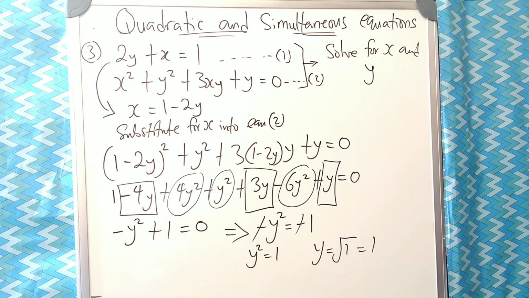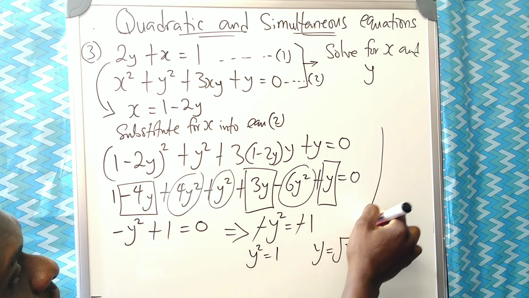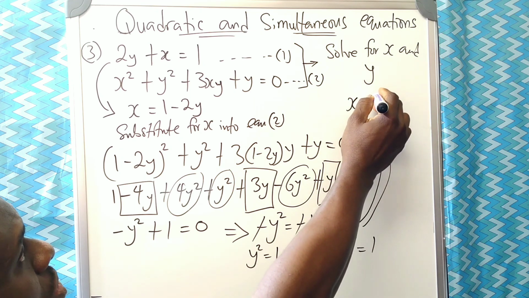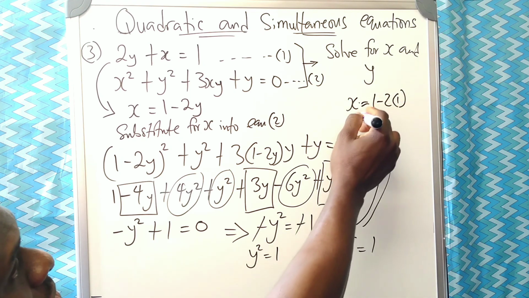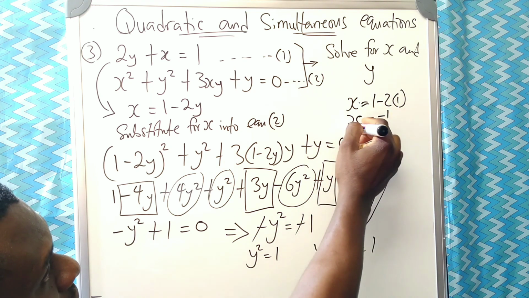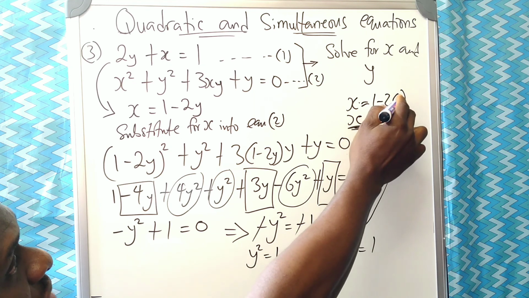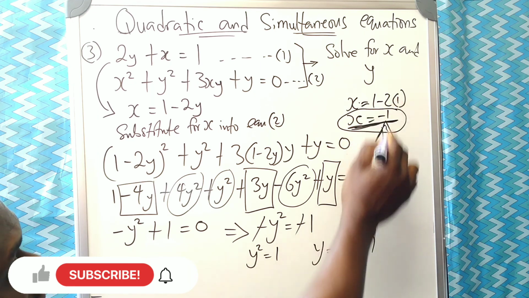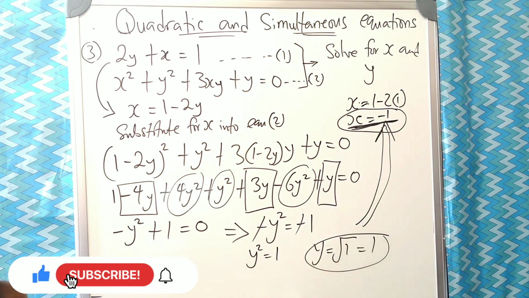We can substitute the value of this y into any of the equations to get the value of x. And when you get the value of x, you can as well try it and see if the answer actually obeys the two equations that are written. So let's quickly look for the value of x. We have x equals 1 minus 2(1). Then x equals what? Minus 1, because 1 minus 2 is minus 1. So the final answer for x is minus 1. The final answer for y is 1.